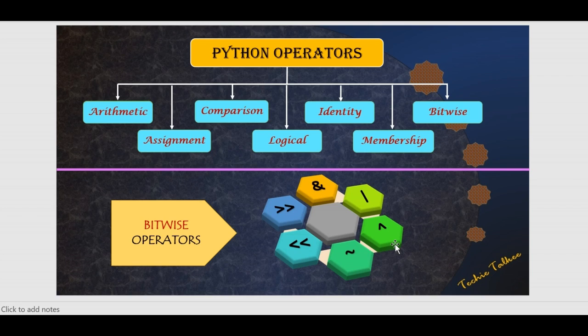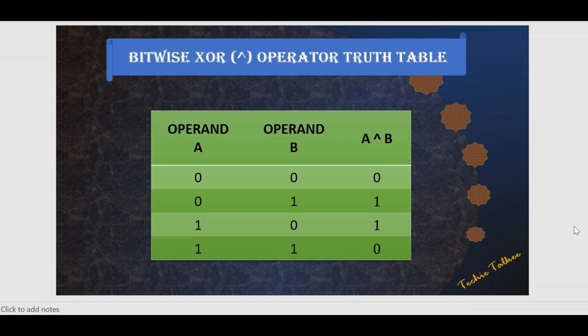Hello friends, in this video I'm going to explain the Bitwise XOR operator. It is also called the exclusive OR operator and it is represented by the caret symbol. This XOR operator needs two operands to perform the Bitwise XOR operation. This is the truth table of the XOR operator. 0 XOR 0 is 0. 0 XOR 1 is 1, 1 XOR 0 is 1, and 1 XOR 1 is 0.